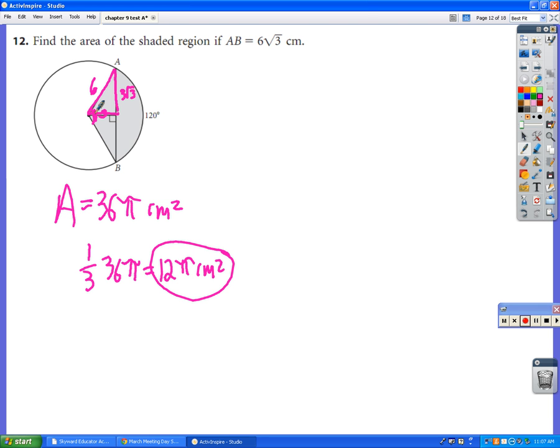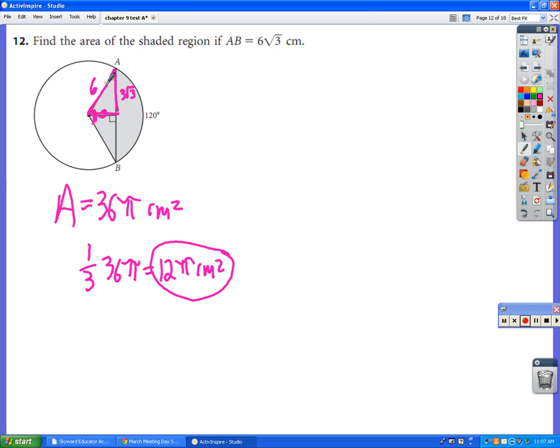Does that make sense? So in a 30, 60, 90 triangle, if you know the long leg and you want to find the short leg, you take the long leg divided by the square root of 3. So 3 root 3 divided by the square root of 3 is 3. Once you know the short leg is 3, that means the hypotenuse is twice that, or 6. Then, the hypotenuse, in this case, is the radius of the circle.